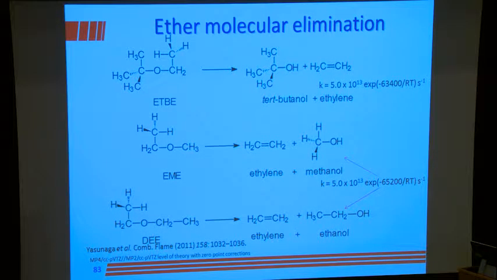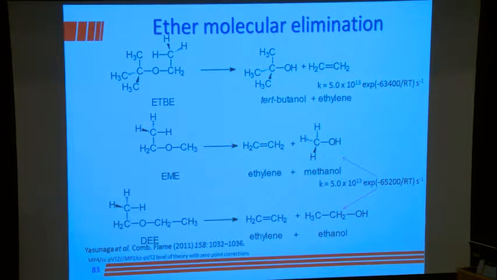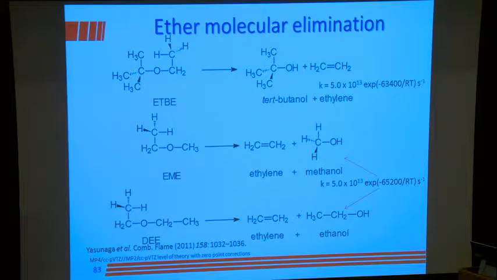Now, if we look at ETBE, though, we also have a four-centered elimination reaction which can lead to the formation of tert-butanol and ethylene. So instead of getting isobutene and ethanol, we can also get tert-butanol and ethylene. But the rate constant calculated for that reaction at the same level of theory was 5 times 10 to the 13, with an activation energy of 63.4. For the reaction of ETBE forming isobutene and ethanol, the rate constant was 1.7 times 10 to the 14, so that was 3 times faster in frequency factor. And also the activation energy was 60.6 or 60.8 kilocalories per mole, versus 63.4. So the activation energy was lower and the frequency factor was higher. So overall, the rate constant is going to be faster generating isobutene and ethanol than tert-butanol and ethylene.